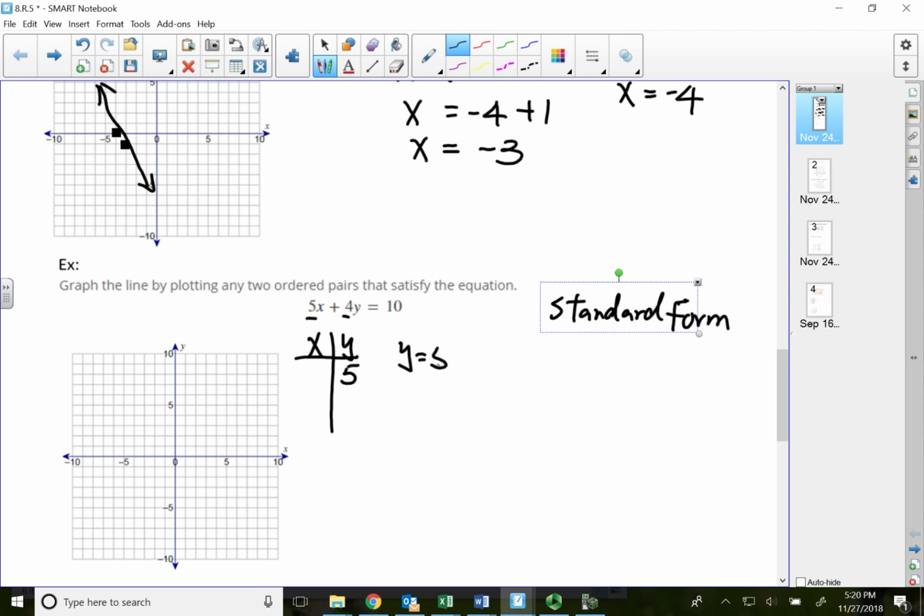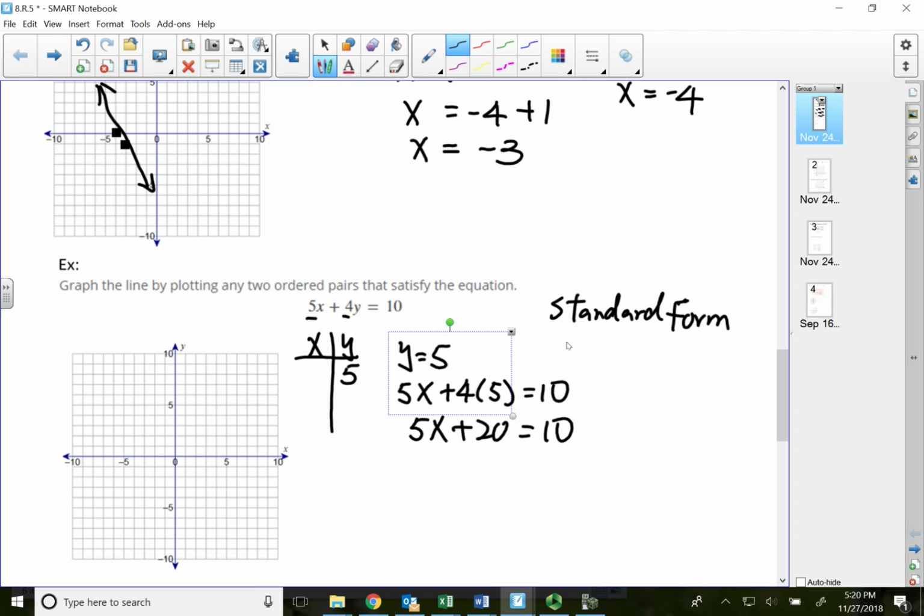So if I pick 5 to be y, then my equation will be 5x plus 4 times 5 equal to 10. All right. So positive 4 times 5 is 20. So that will be 5x plus 20 equal to 10. So why do I want to pick a number for y that's divisible by 5? Because then at the very last step, I'm going to divide both sides by 5. So I need to pick a number that's divisible by 5 in order for me to avoid fractions.